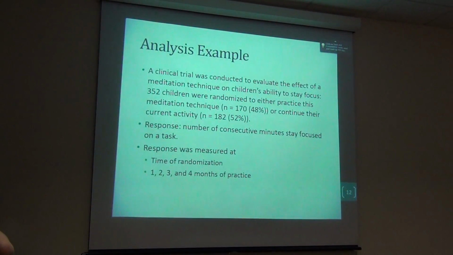170 children were assigned to practice this new technique, and that group is called the active treatment group. 182 of the children were assigned to continue their current activity. The response of interest here is the number of consecutive minutes they can stay focused on an assigned task. The response was measured at the time of randomization, and then they were followed up at 1, 2, 3, and 4 months after randomization.